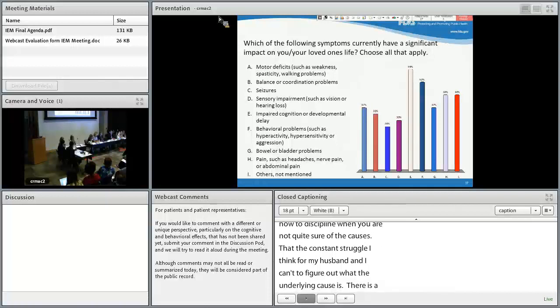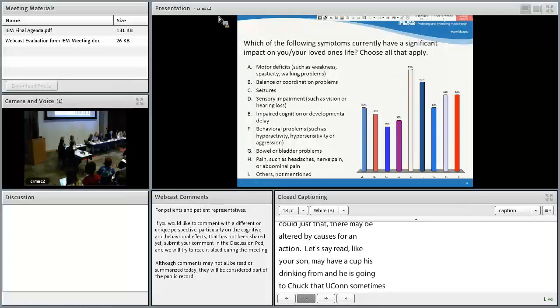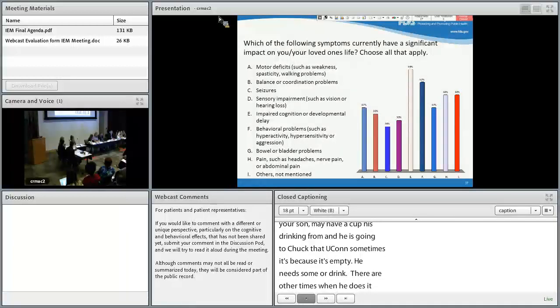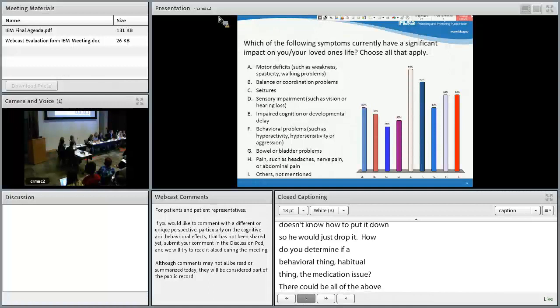Thank you so much. I think sometimes there may be multiple causes for an action. Let's say, Reed, your son may have a cup he's drinking from and he's going to chuck it at you. Sometimes it's because it's empty and he needs some more drink. Other times he does it because that's just what he does. When he's done with a cup, he doesn't know how to put it down, so he just drops it. So how do you determine: is it a behavioral thing? Is it a habitual thing? Is it a communication issue? There could be all of the above for one action.